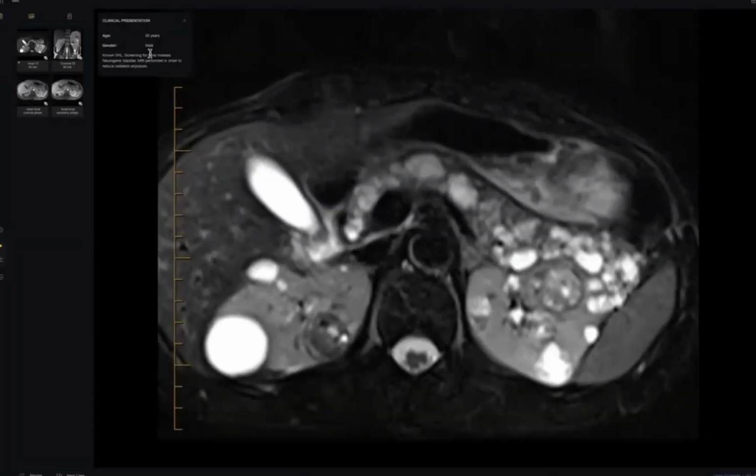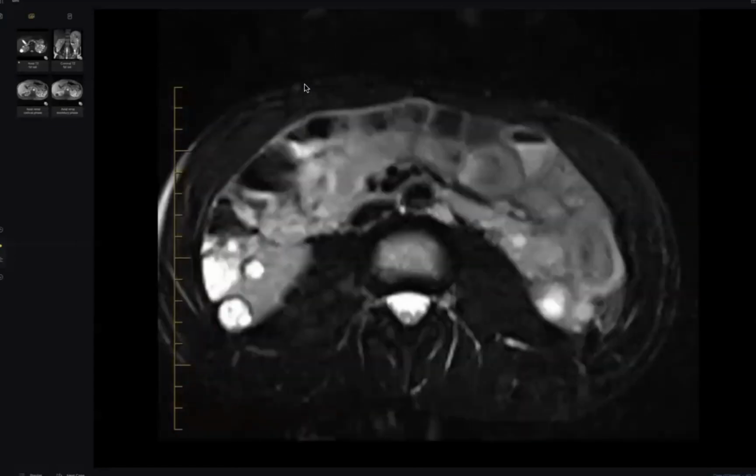30-year-old male patient with abdominal distension. This is MRI axial view T2 weighted images. It is showing bilateral kidneys having multiple cystic areas which are high on T2. Sir, can I scroll it? Can I request to scroll?